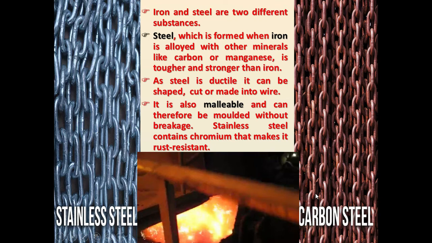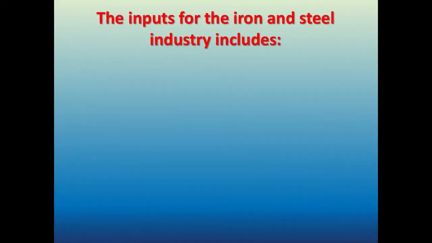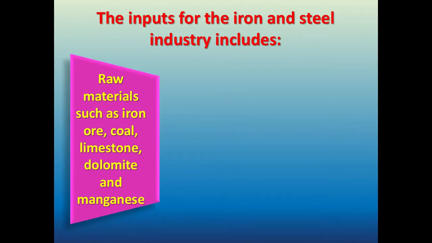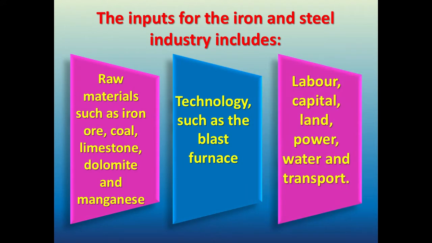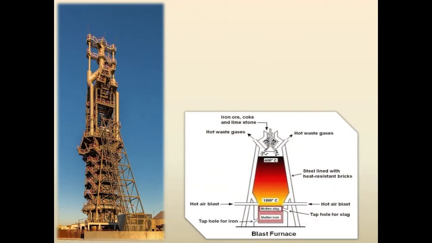Okay, so next, the inputs for the iron and steel industry include the raw materials such as iron ore, coal, limestone, dolomite and manganese, and the technology such as the blast furnace, and the labor, capital, land, power, water and transport. So these are all the inputs for the iron and steel industries. And this is one example picture of the iron and steel industry.